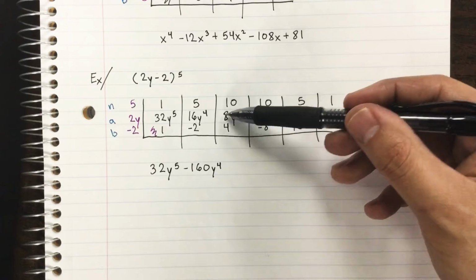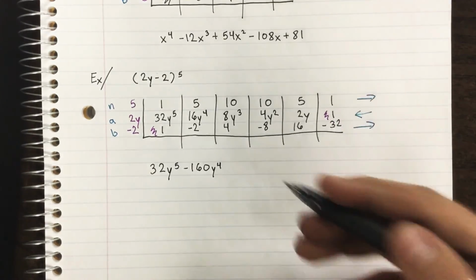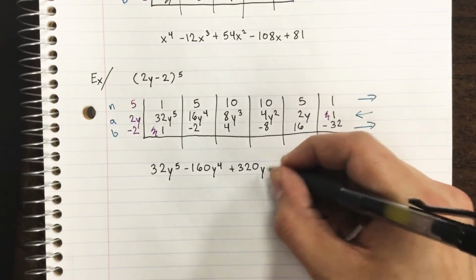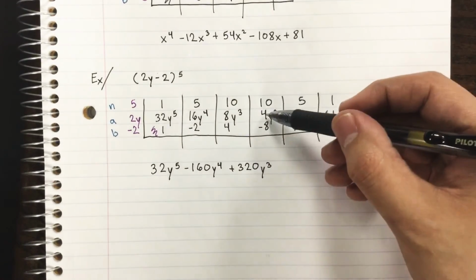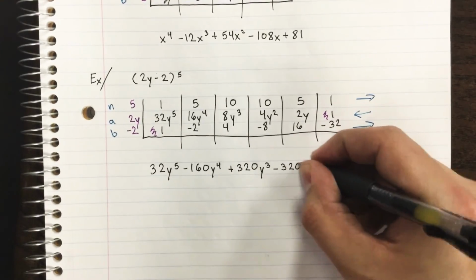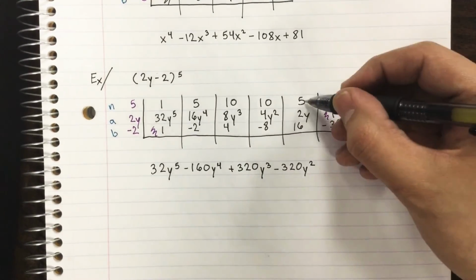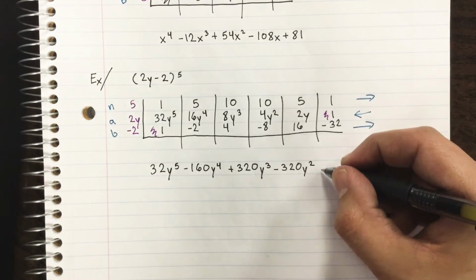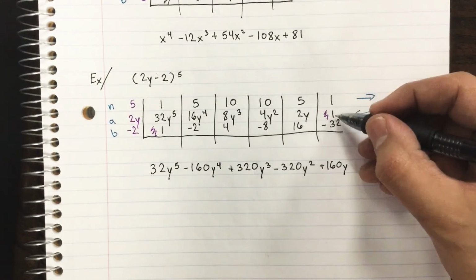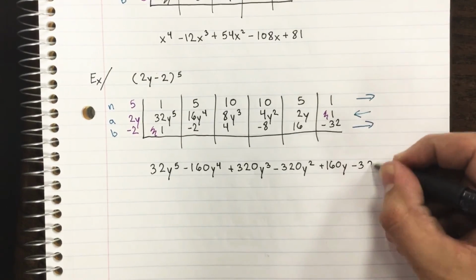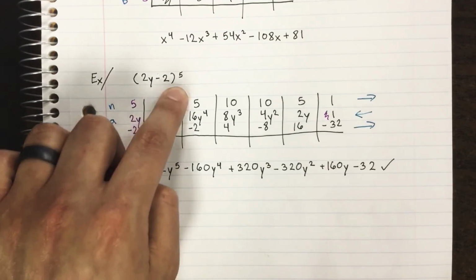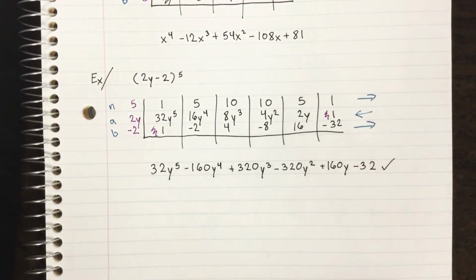Multiply the next column, 10, 8, and 4. 10 times 8 times 4 is positive 320, and I have y cubed. And then 10 times 4 times negative 8 is negative 320, y squared. 5 times 2 times 16 is going to be positive 160y. And then 1 times 1 times negative 32 is negative 32. So this polynomial is 2y minus 2 to the 5th power in standard form.